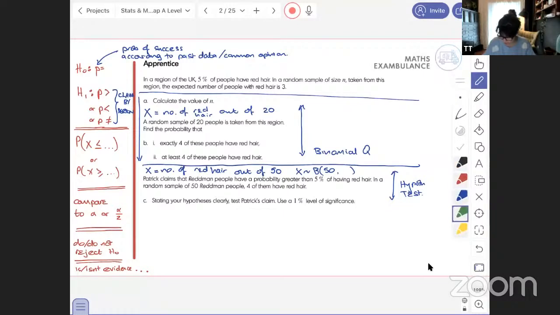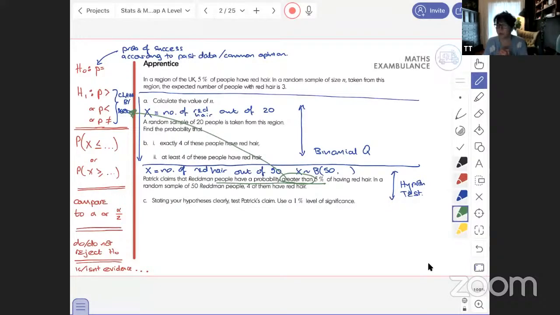Where is Patrick's claim? Patrick claims that people have a probability greater than 5%. Patrick specifically is saying that 5% is wrong because it's too small. It should be bigger than that. So the one that we should have been going for there is bigger than. Okay, so it's all about the claim by the person. That's what tells you which one that you want. So in this case, P equals 0.05, not 5%. P is bigger than 0.05 is the claim.